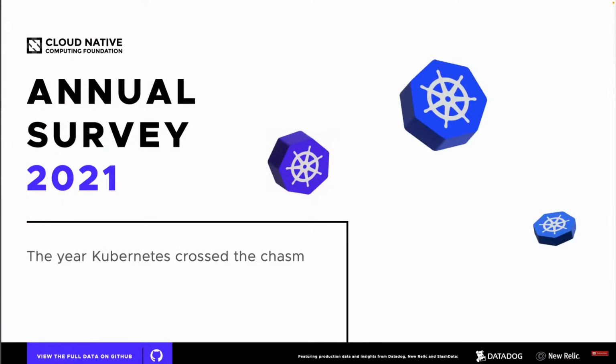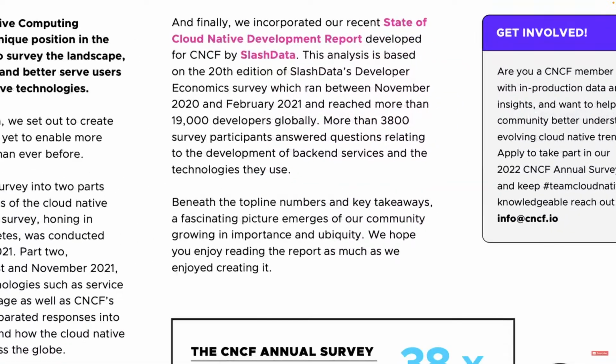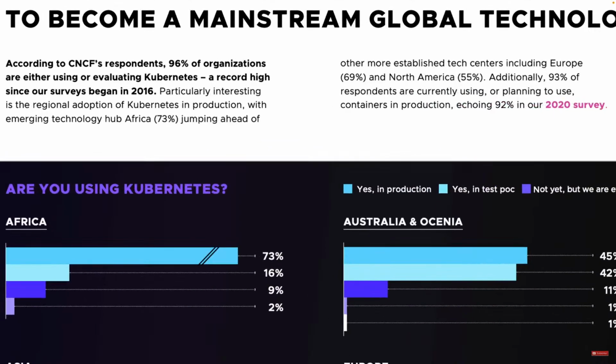So Kubernetes isn't going anywhere. In fact, it's gaining more and more adoption in the industry. Here's some stats. The CNCF annual survey released in February 2022 with more than 3,800 participants from 6 continents produced this. Number 1, a record high of 96% of organizations are either using or evaluating Kubernetes, a major increase from 83% in 2020 and 78% in 2019.